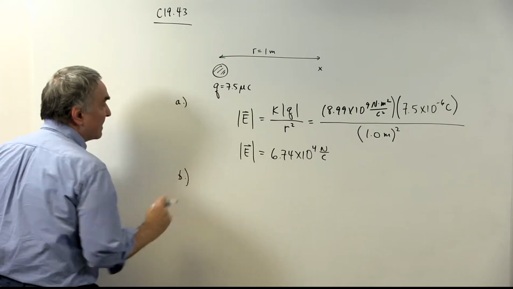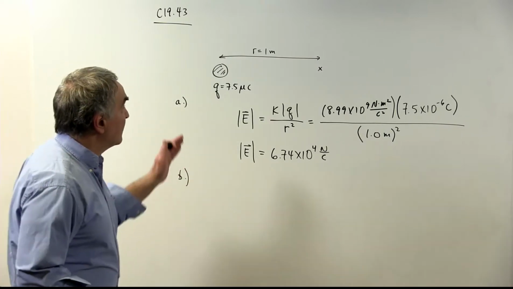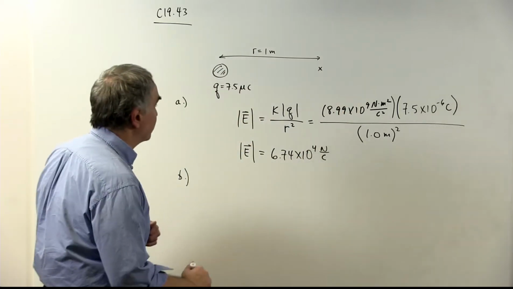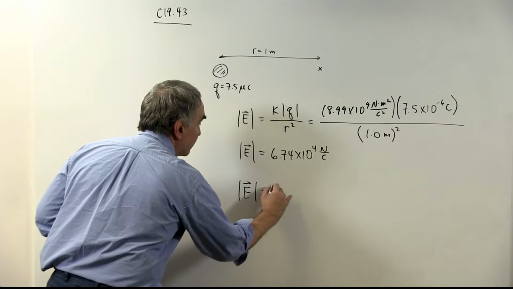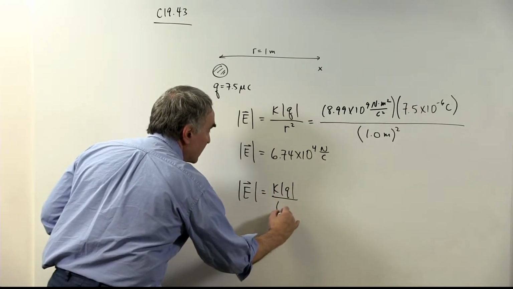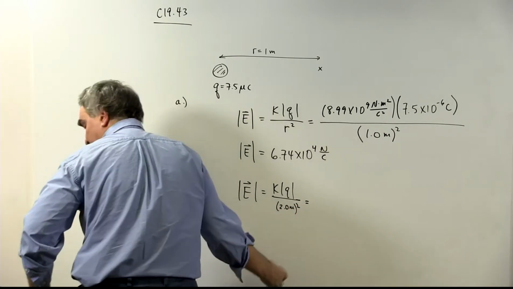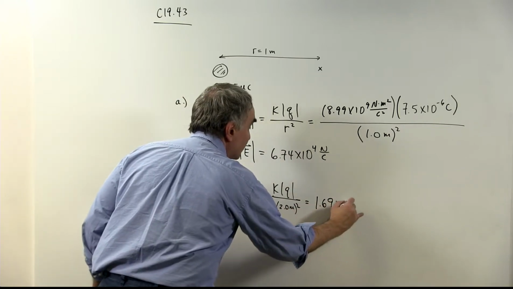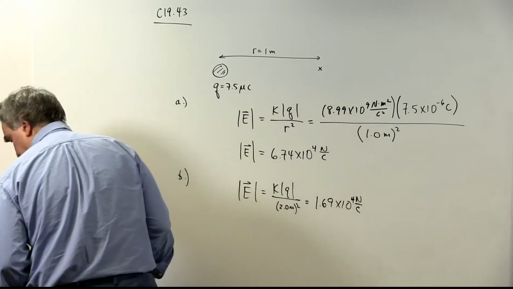In part B, they say, go and calculate the electric field, not at a distance of 1 meter from the charge, but at a distance of 2 meters from the charge. And so that's going to be, once again, kQ over r squared. But r squared in this case is going to be 2 meters squared. And when we pop all the numbers in, this comes out to be 1.69 times 10 to the fourth newtons per coulomb.